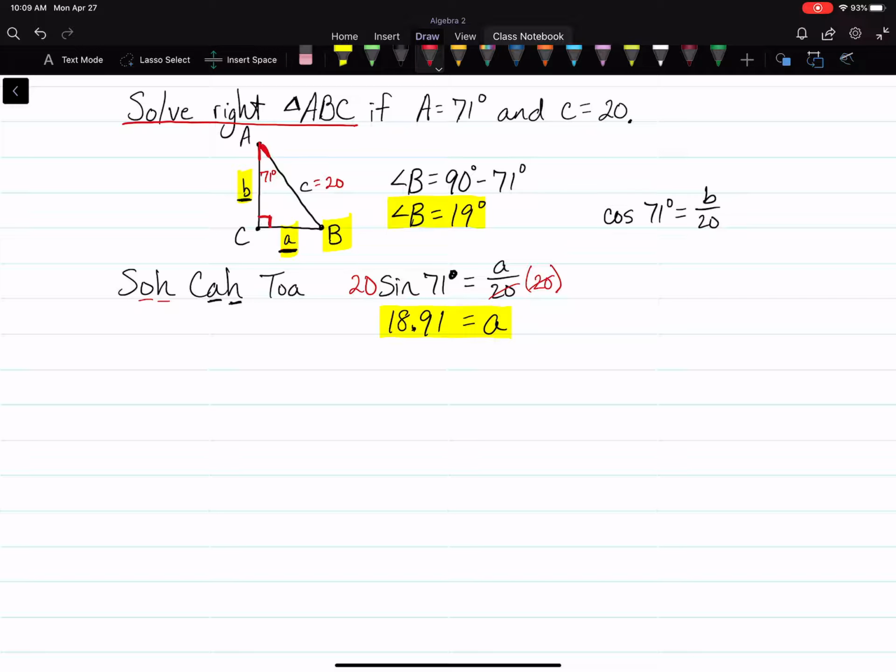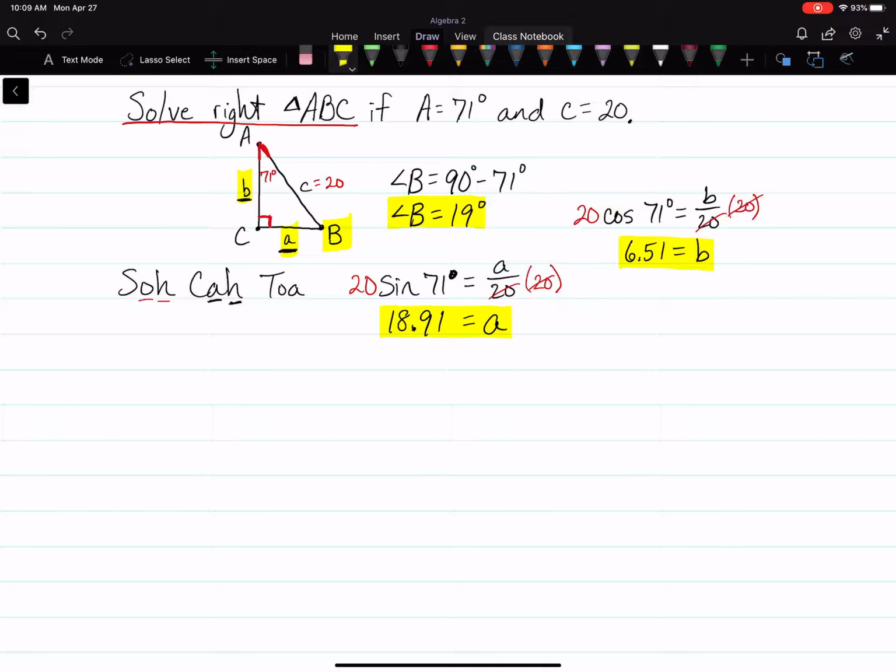And basically, we do the same thing. We multiply both sides by 20. Those will cancel. And so B is whatever 20 times the cosine of 71 is. And if you put that in your calculator, you get 6.51. Hope this helps.